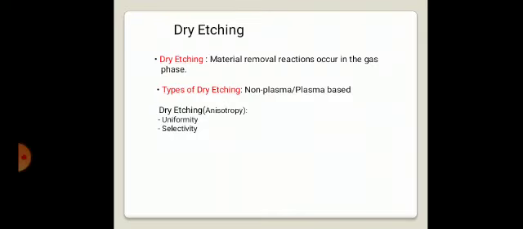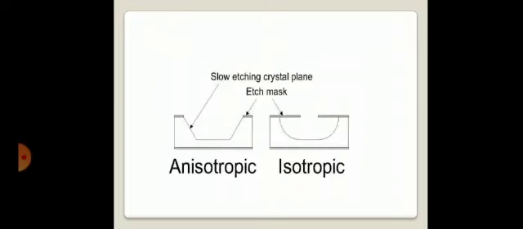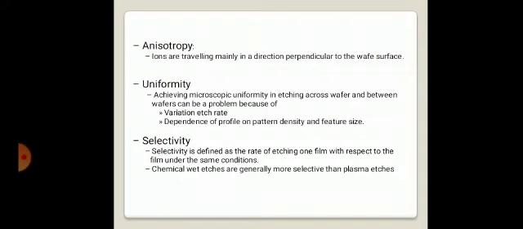And for the dry etching rate, we will also discuss uniformity and selectivity. This is another diagram which easily distinguishes between anisotropic and isotropic etching. Next one is anisotropic. Anisotropic ions are traveling mainly in the direction perpendicular to the wafer surface.